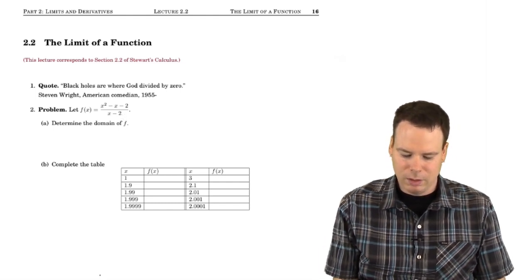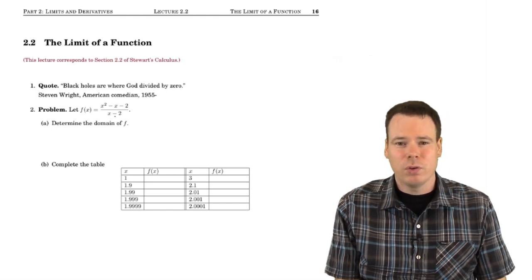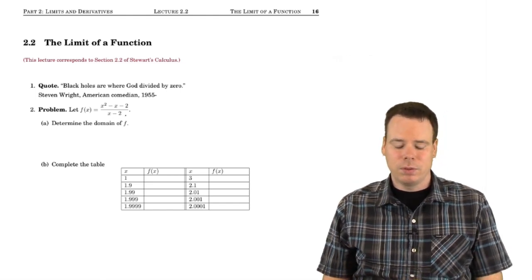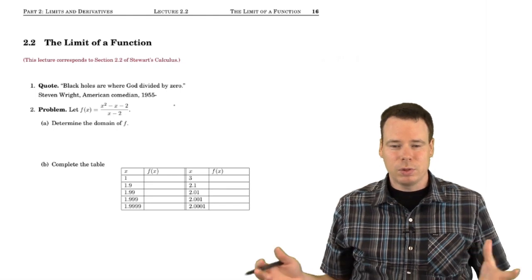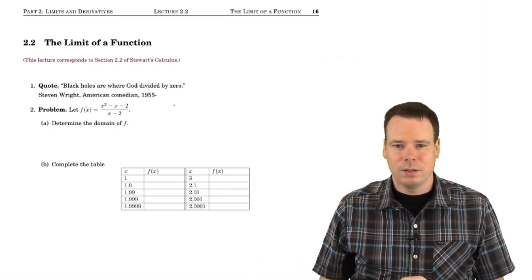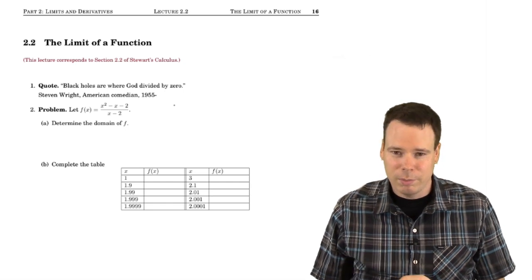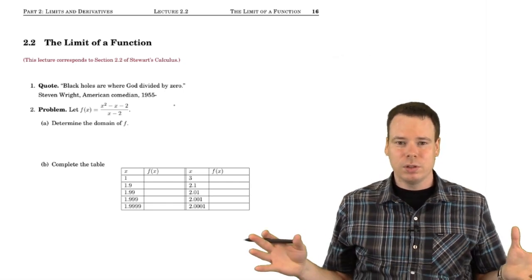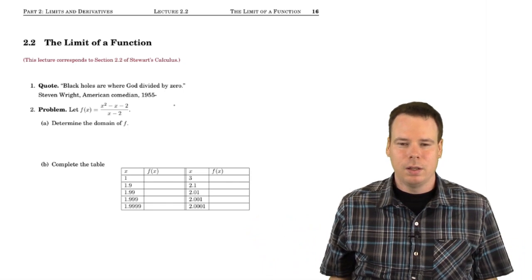What happens if we plug a value of x in where the denominator is 0? Well, then we'll be trying to divide by 0, which we can't do. So there's an issue there. We can't plug a value of x in for which the denominator turns out to be 0. So we have to exclude x equals 2 from the domain.